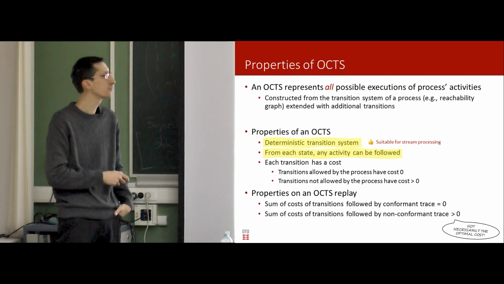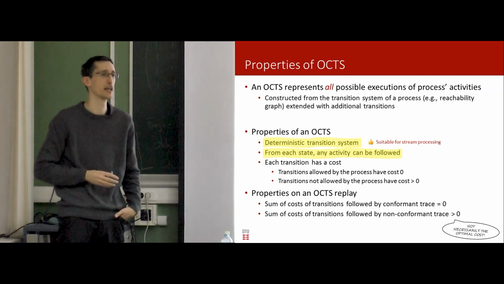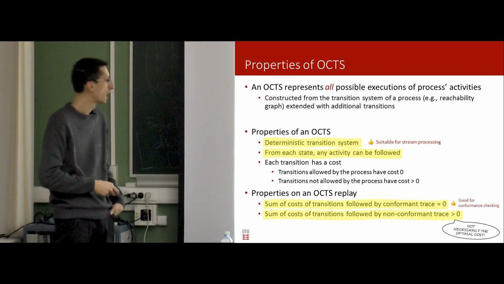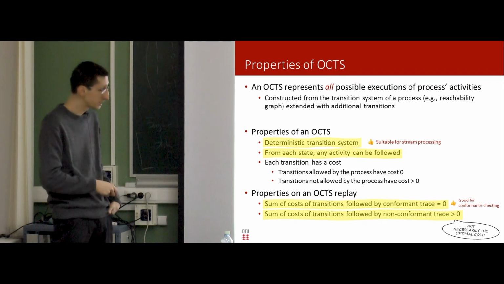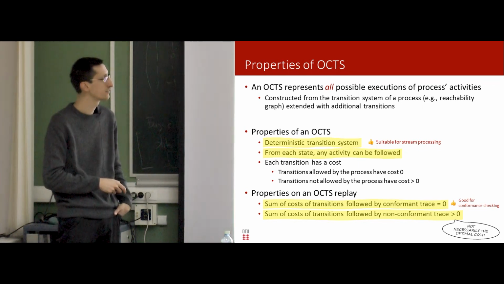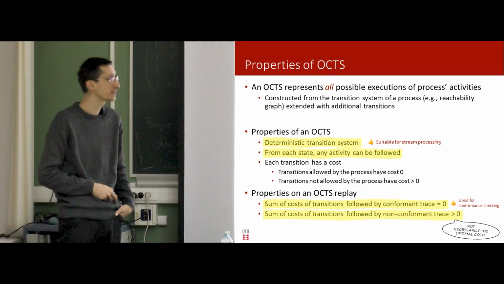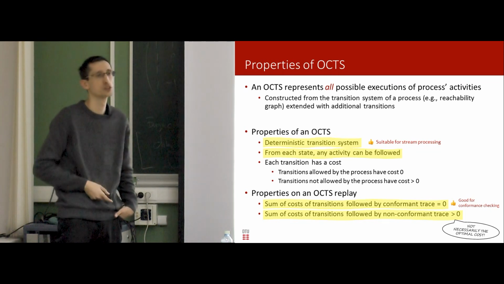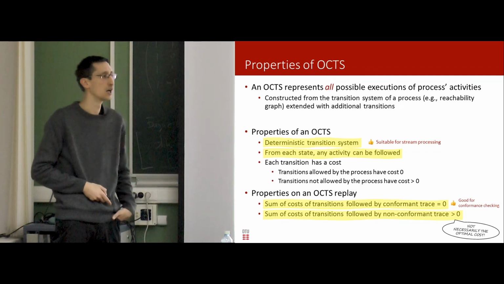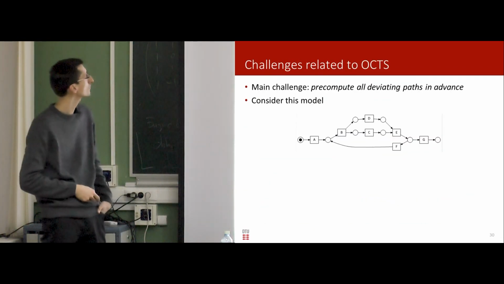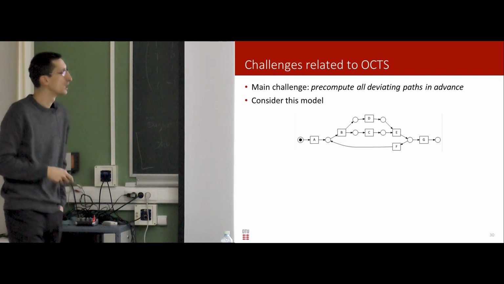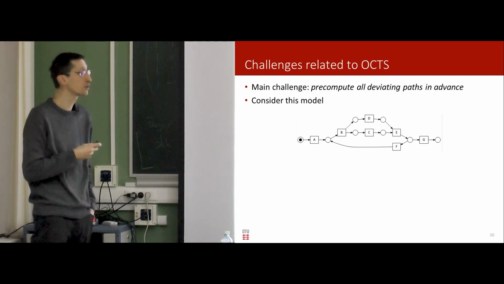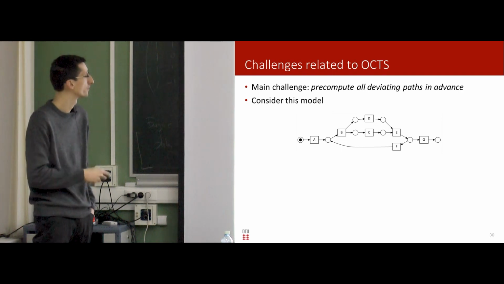So these two properties here indicate that this structure is okay for being used in an online setting, and these two properties down here mean that it's a good data structure for conformance checking, because these two properties are precisely what we want to achieve. So the challenge here is how to pre-compute offline all of these deviations.